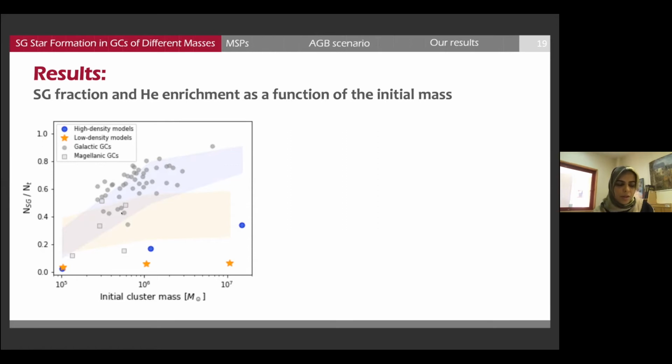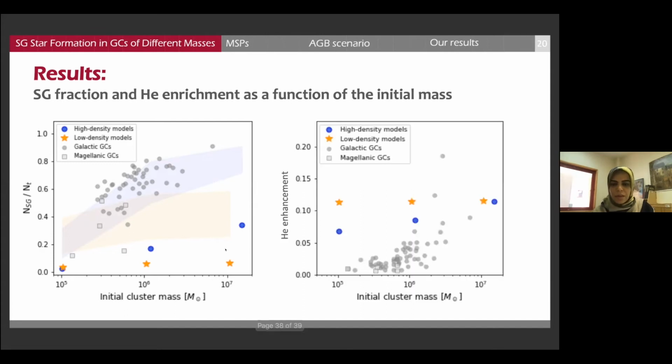And we can see another positive correlation between helium enrichment and cluster mass as well here for just our high density simulation. So our results show a further confirmation that the pristine gas accreted by the cluster has a key role in the AGB scenario in order to explain the observation.